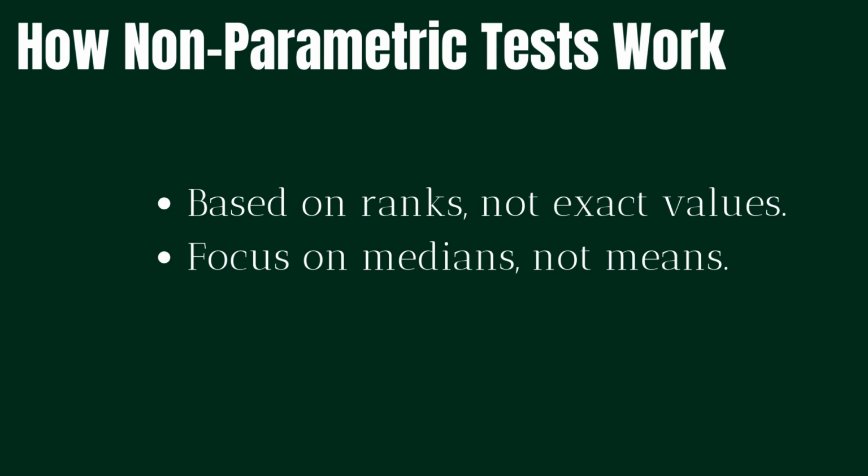Now talking about how non-parametric tests work. First of all, non-parametric tests do not use the raw numbers but instead rank the data from smallest to largest. For example, if you are comparing exam scores, you don't use the actual scores but you rank them and compare the ranks. These tests often compare the median instead of the mean value. This makes them stronger when there are outliers or strange values in the data.